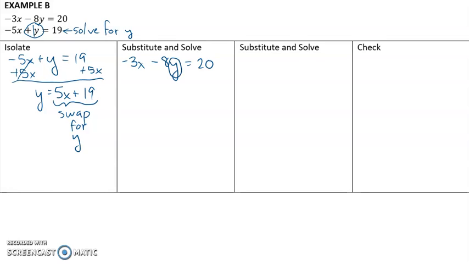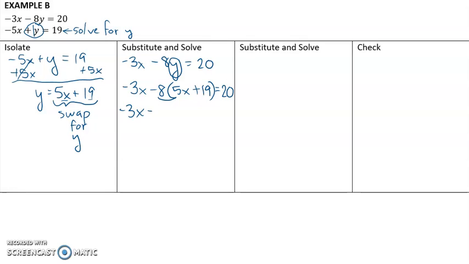Wherever y is, I'm now going to put in 5x plus 19. So here we go: negative 3x minus 8 times y, which is now 5x plus 19, all of that in parentheses because I'm going to have to multiply all of that by the negative 8, equals 20. So you want to make sure you're substituting everything into parentheses. All right, so negative 3x. Now we're going to distribute.